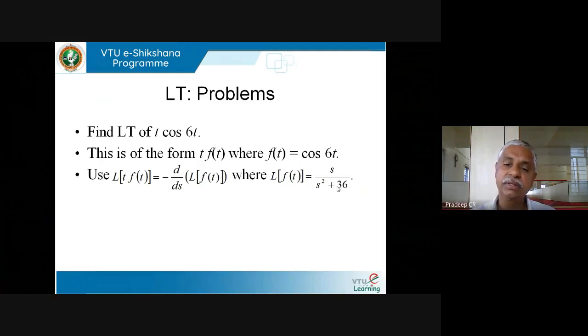All I have to do is differentiate this once. This means differentiate Laplace of the function once and change the sign. That's what I'm doing here. So Laplace of t cos t is minus d by ds of s by s square plus 36.